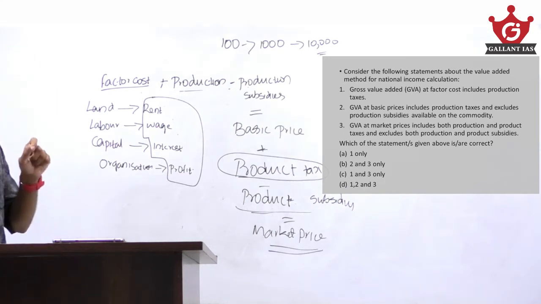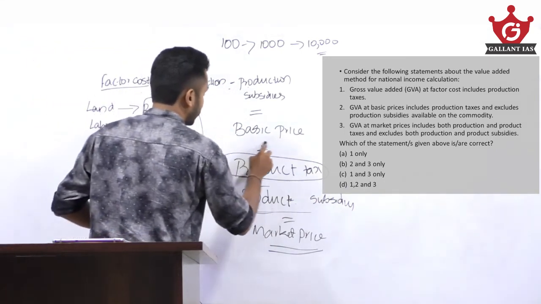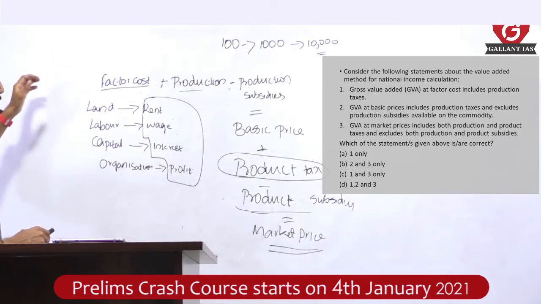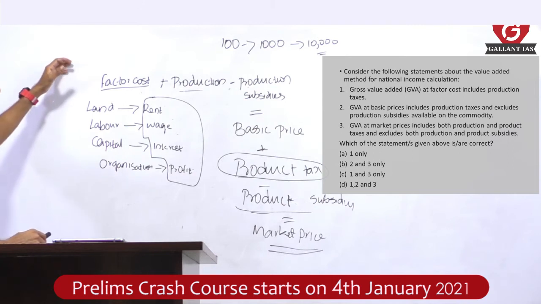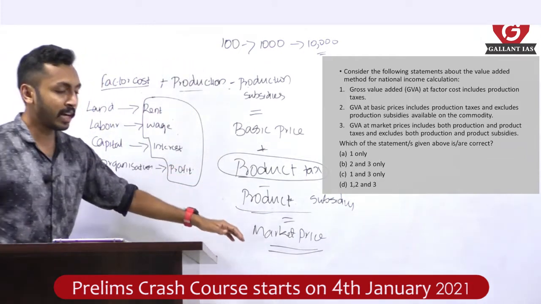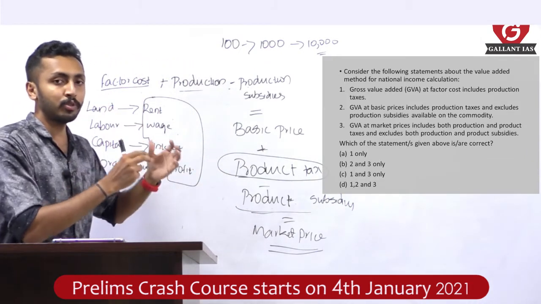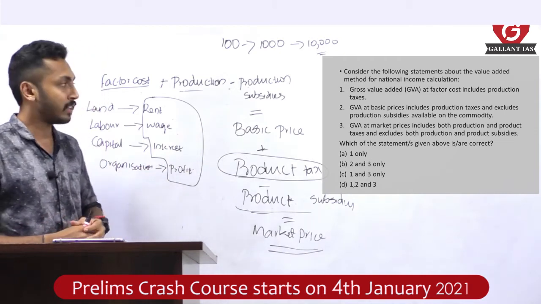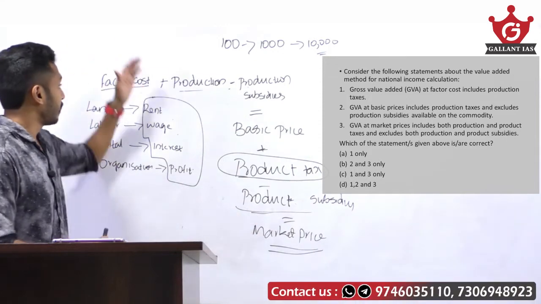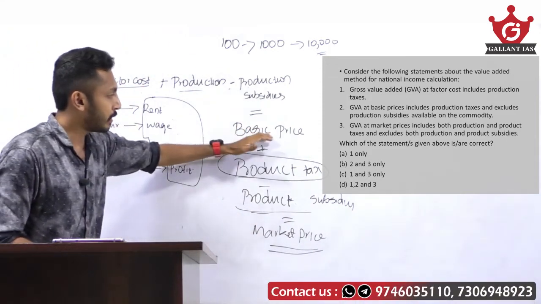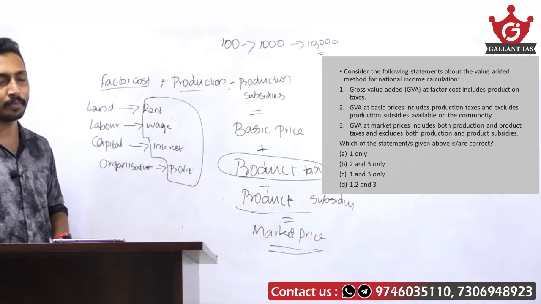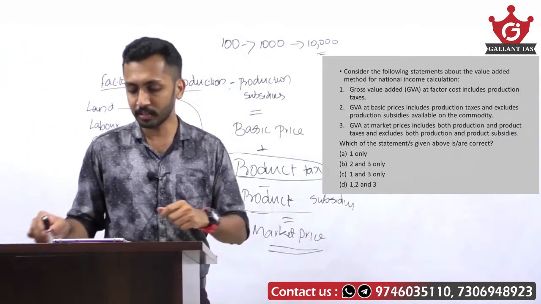Factor cost is calculated at the producer's level. Basic price is the charge producers need to pay to make these commodities available in the market. Then market price is the price the consumers need to pay to get this commodity. That is the difference between factor cost, basic price and market price. Factor cost is the producer's level, basic price the market level, market price the consumer level. Okay. So this is what these three concepts are.